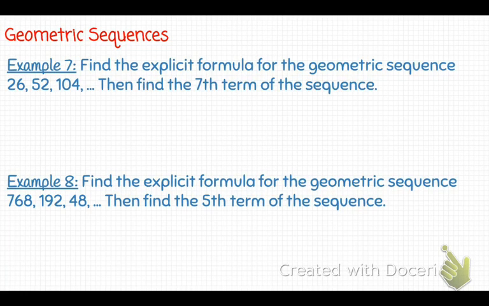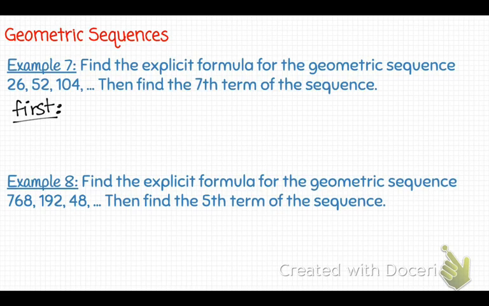So example 7, this is find the explicit formula for the geometric sequence and then find the 7th term. Do you have to write that full sentence? No, but do you have to write the sequence? Yeah. Do you have to write what I'm looking for? Yeah. So I want to write this explicit formula both ways, using the first term and using the 0 term. So first, I want to find the first term.